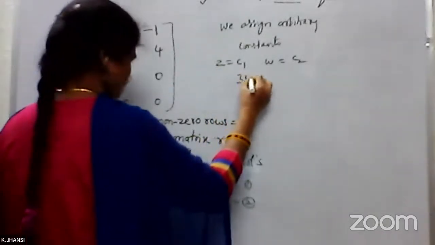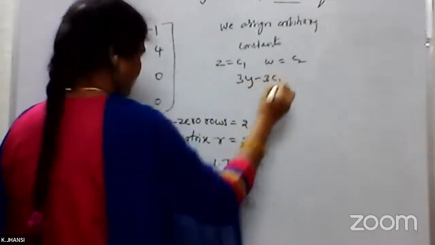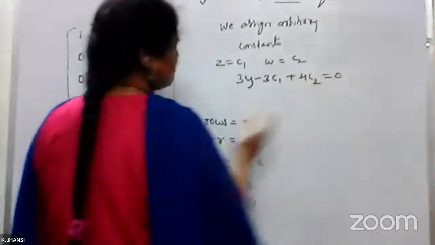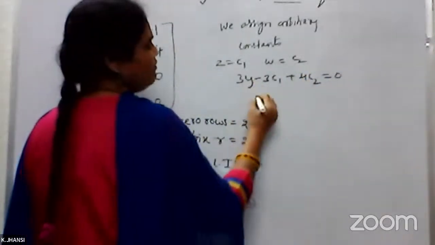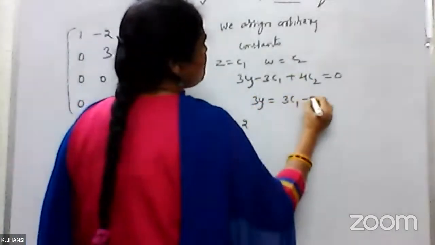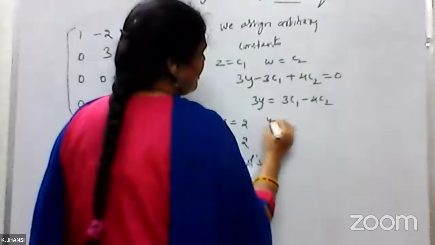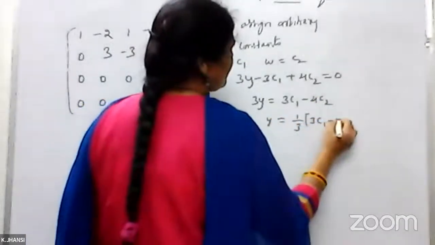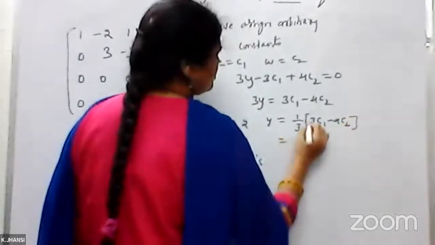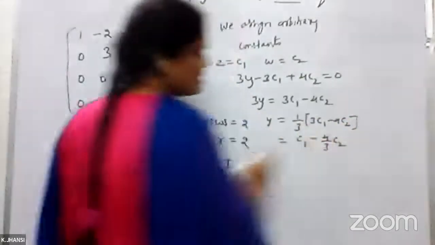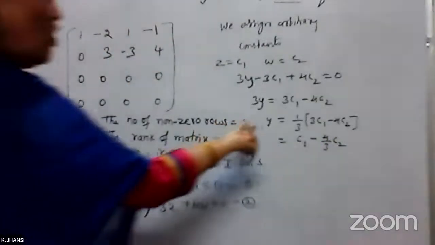Now substitute, and you'll get 3y equals 0. So we need the y value: 3y equals 3c1 minus 4c2, and y equals 1 by 3 of (3c1 minus 4c2). So the 3 gets cancelled, and it is c1 minus 4 by 3 c2. Okay, so we got the y value.